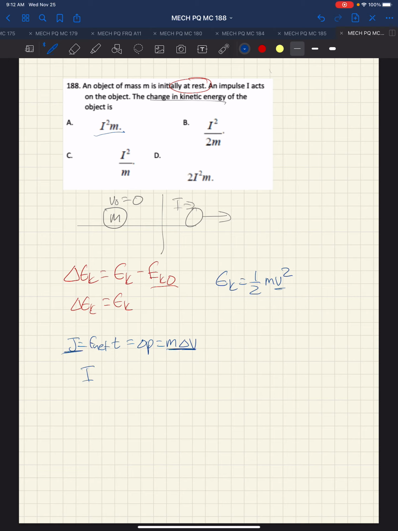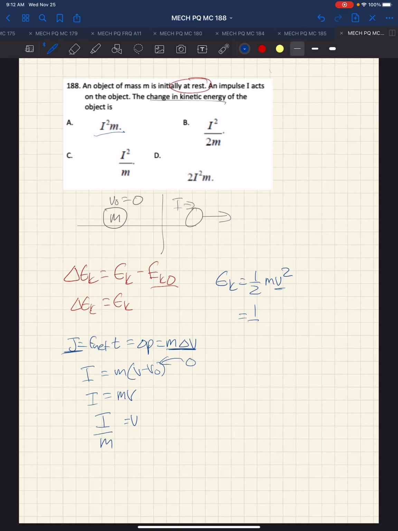So the impulse, which we're going to call I, because that's what's in the answers, is m delta V, and delta V is V minus V0. Well, V0 is 0. So the impulse is mv. Now to get rid of the V, we could solve this equation for V, and we get I over m.